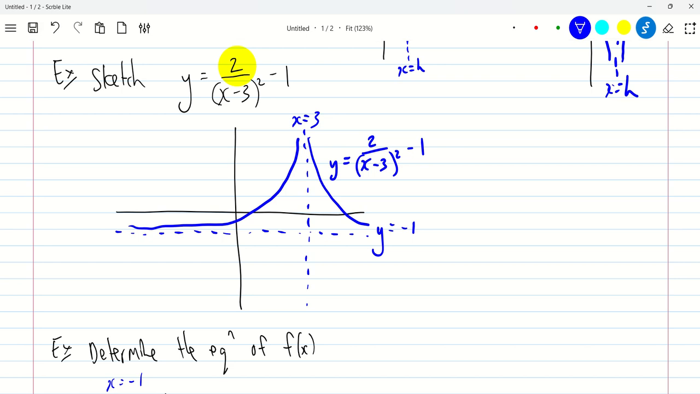You will notice that when you're finding the x-intercepts, you'll get two values. For this one, you get a value there and a value there, and that's because of the square. You get plus and minus. Hope that makes sense.